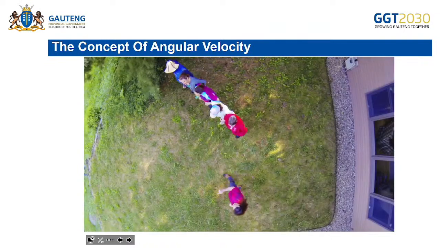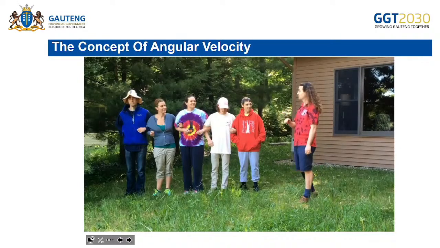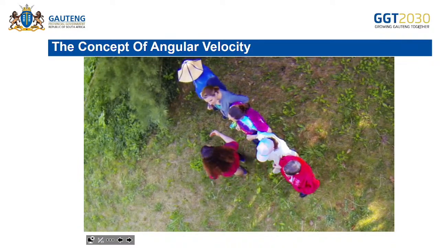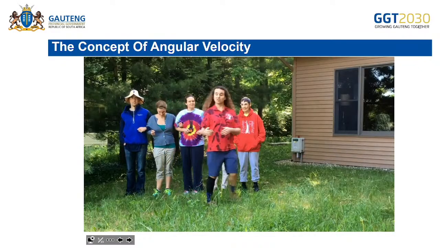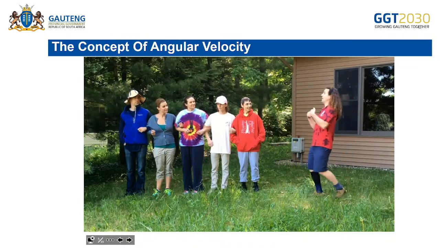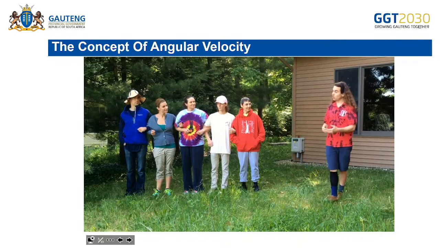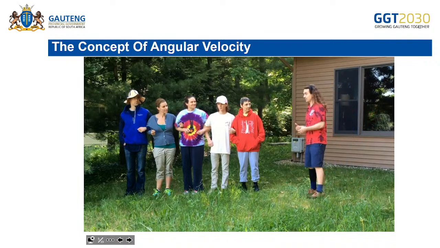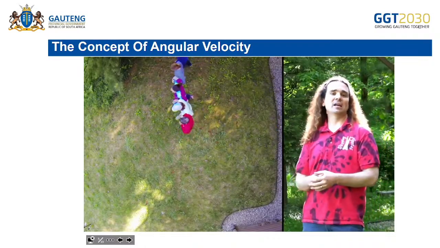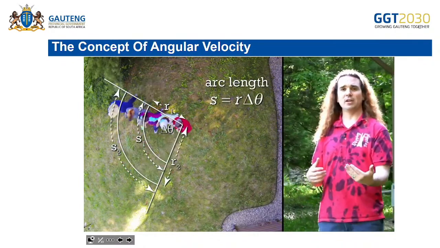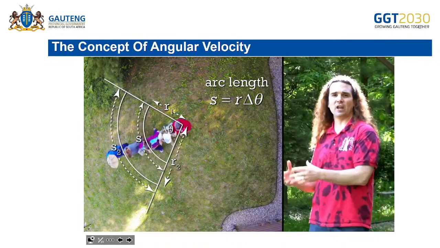So the linear distance traveled is different for each of you, even though the angular distance is the same. As the radius increases, the linear distance traveled when moving through a circle, which is called arc length, increases. And you also have a linear velocity when you're moving in a circle, which is called the tangential velocity. The tangential velocity also increases with the radius.